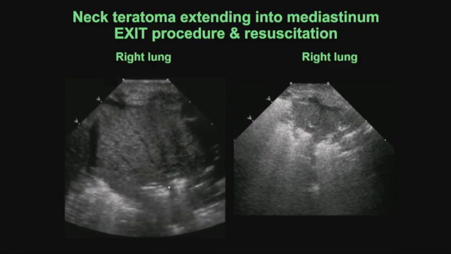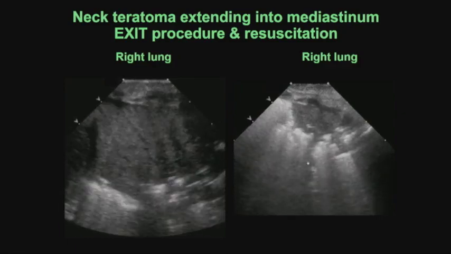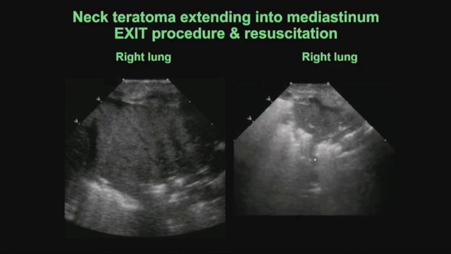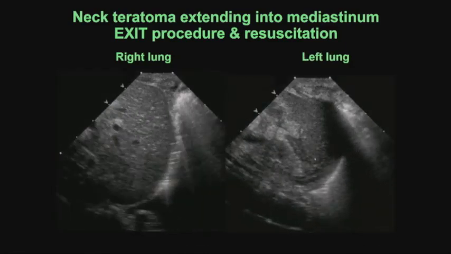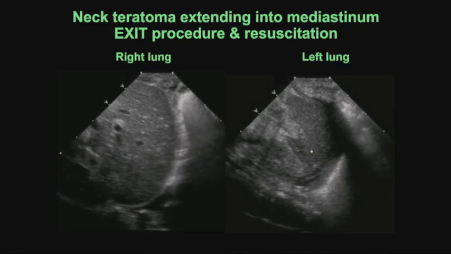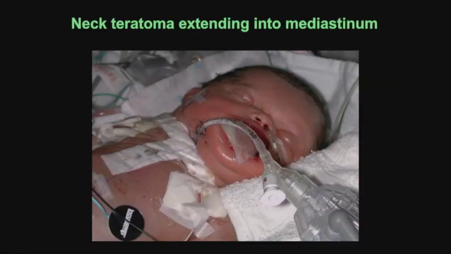Here you can see they're starting to see a little air in the lung. Here's a little more, and eventually the lungs were aerated, as you can see here, and now the baby's breathing on its own. And here it is the next day after the mass has been taken out, still has the tube inside the trachea.